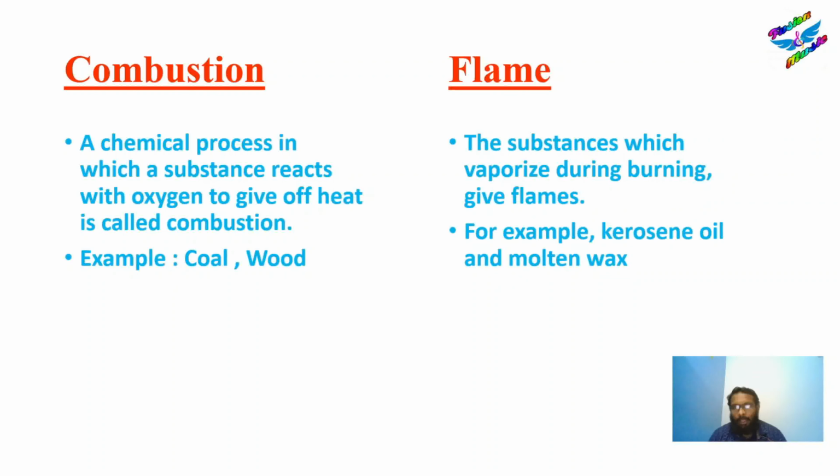When we talk about the flame, during the burning the substance gets vaporized, and the vaporized substance produces a flame. This is the basic difference between combustion and flame. In combustion, a chemical process takes place during burning. But in the case of flame, the vaporization of fuel during burning produces the flame. Examples of combustion material are coal and wood, and examples for flame are kerosene oil and molten wax. Let us have a detailed discussion of the basic properties of combustion and flame.